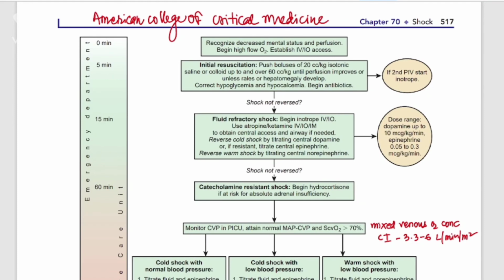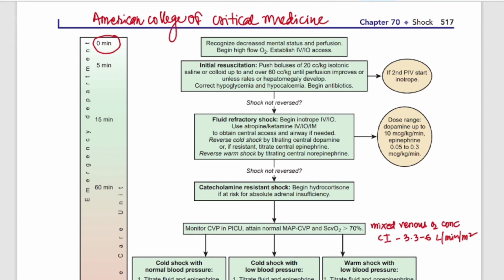Now the guidelines. First, you have to know this. What is this? This is the time interval: 0 minutes, 5 minutes, 15 minutes, 16 minutes. After 1 hour, you should be in a position to tell that the patient is in catecholamine resistant shock. You must know that the first 5 minutes is initial management, at 15 minutes you have to start one inotrope, and at the end of 16 minutes you have to say that the patient is having catecholamine resistant shock.